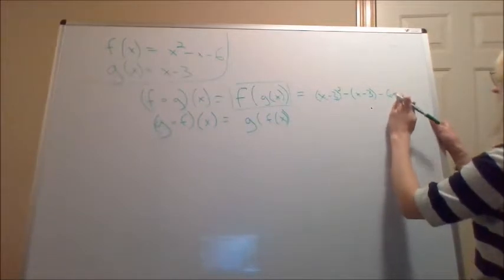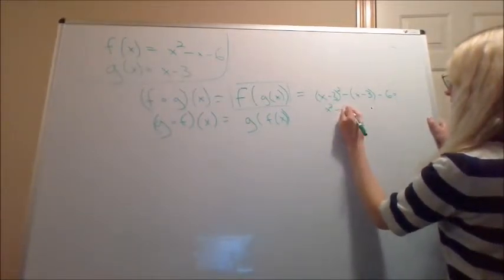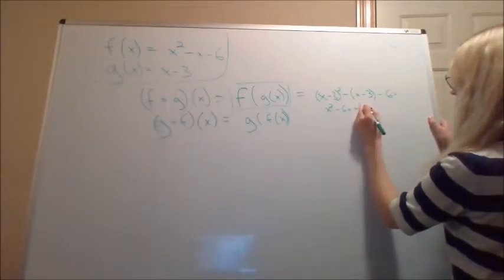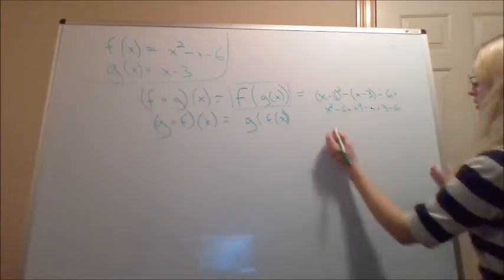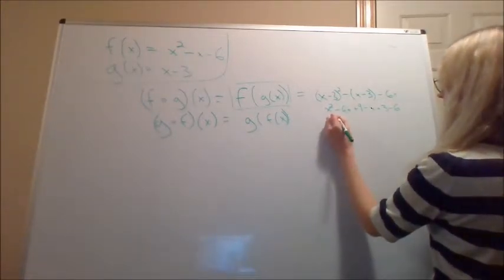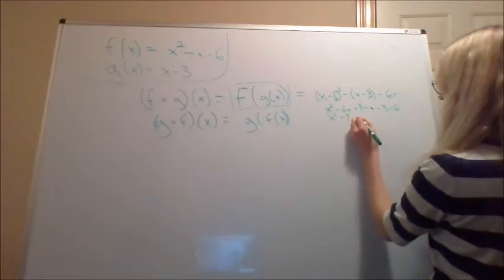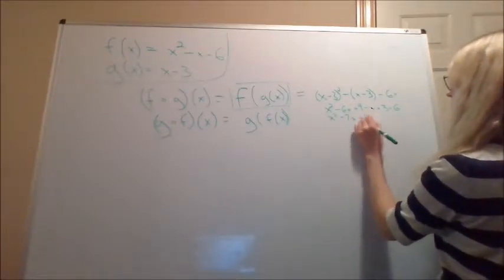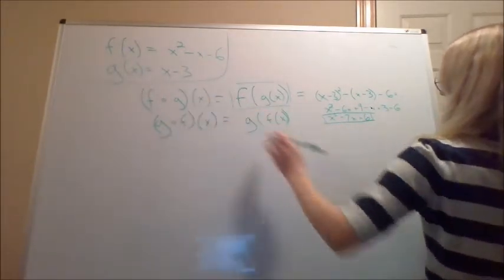maybe I won't have enough room up here. x squared minus 6x plus 9 minus x plus 3 minus 6. So simplifying, x squared minus 7x plus 6. So this right here is f of g of x.